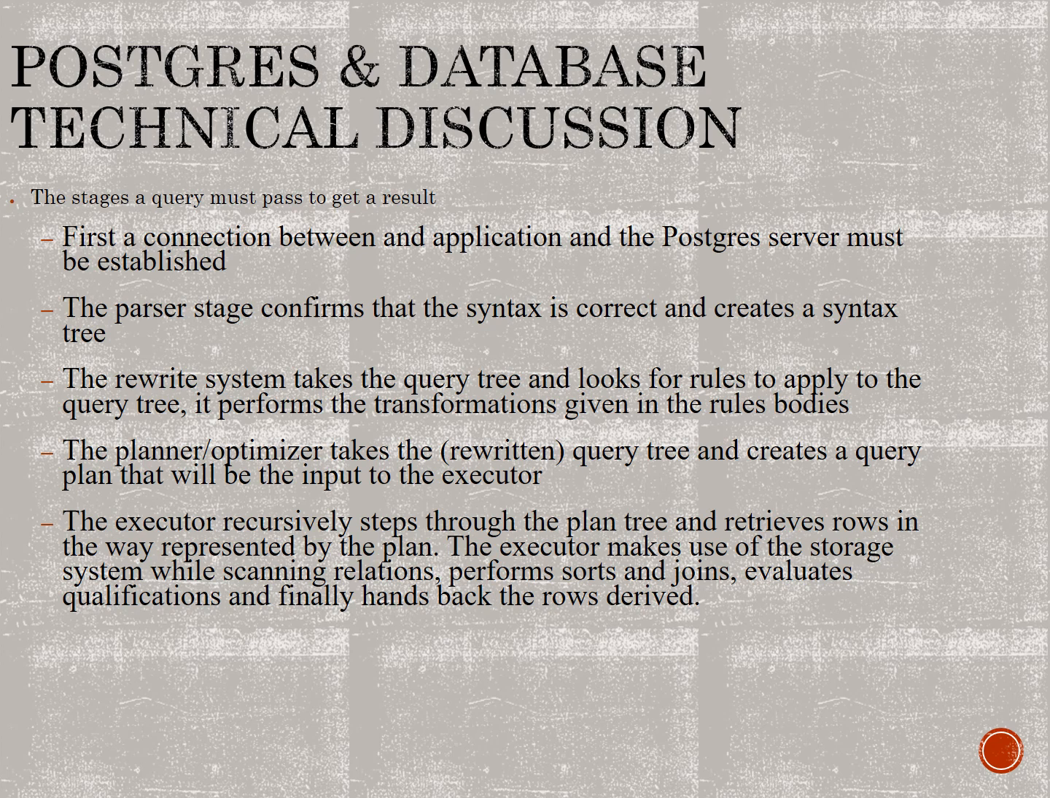The executor makes use of the storage system while scanning relations, performs sorts and joins, evaluates qualifications, and finally hands back the rows derived. And then you're done. You got your results, what you wanted from the query, or the application did. There's more to it. You can actually get more in depth in the parser, the rewrite system, planner, optimizer. All those have steps within them. Well, this is a basic overview of how a query goes about and how you get your result from it.